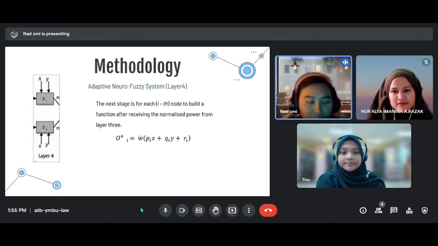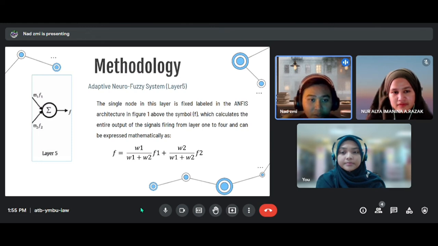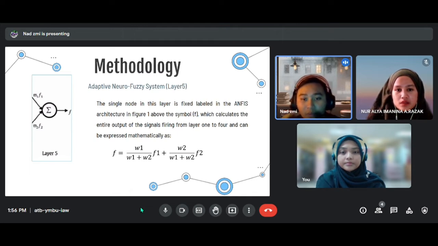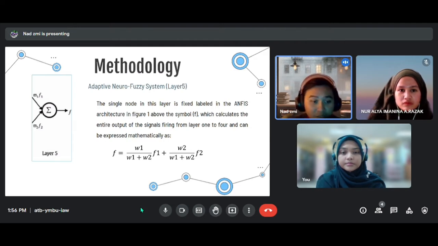So for layer 4, the next stage is for each node to build a function after receiving the normalized power from layer 3. And for layer 5, the single node in this layer is a fixed label in the architecture in figure 1 above, the symbol F, which calculates the entire output of the signals firing from layer 1 to 4 and can be expressed mathematically as it shows.